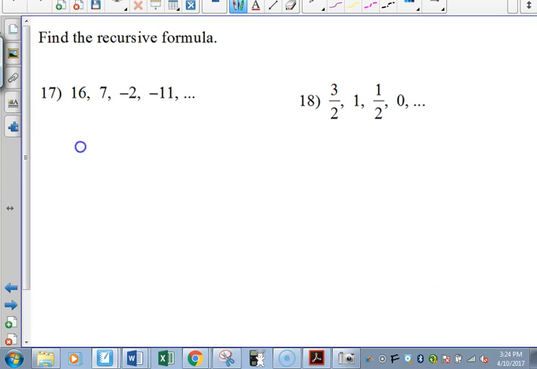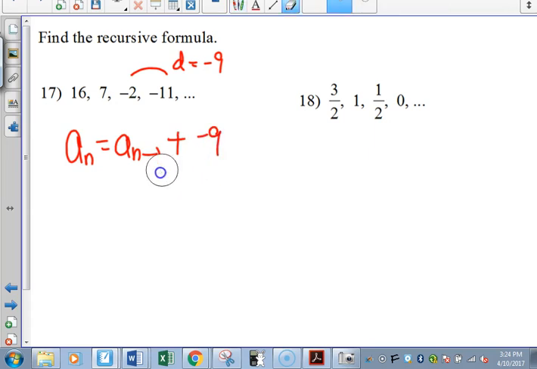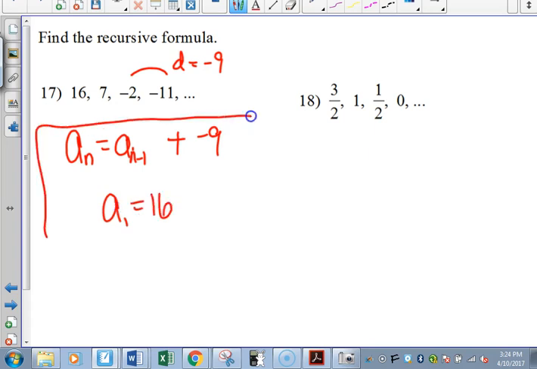Two parts to this. You have to say a sub n equals a sub n minus 1 plus d, but what's the difference? Everybody okay? These are going down by 9, so you can either write plus negative 9, or you could just write minus 9. I don't care. Just make sure this is a subscript. Mine is kind of big and messy there. What's the other thing you have to tell me, though? We're not done until you also tell me the first term is 16. Super easy to write a recursive formula.